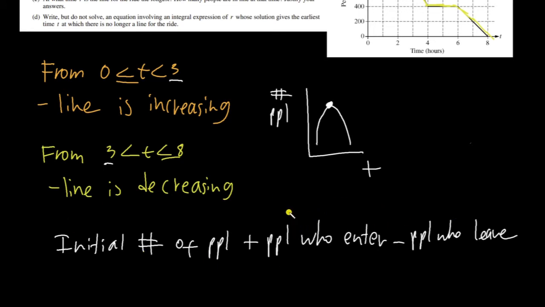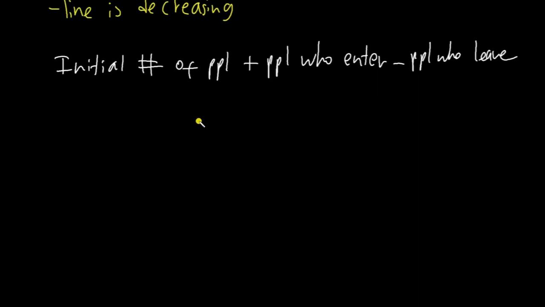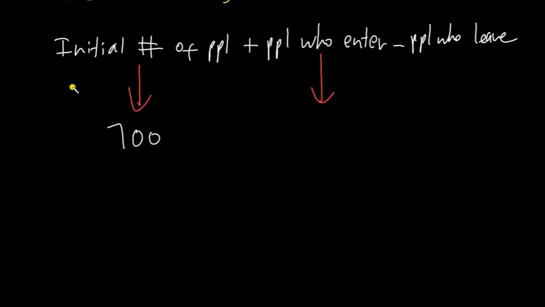Okay, and well, what's the initial number of people? There are 700 people when the ride begins operation. So the initial number of people is going to be 700. Okay, and then next, what are the people who enter? Well, if we go back to part A, how many people arrive at the ride between t equals 0 and t equals 3? We said the answer to that was 3,200, right? So the people who enter is going to be 3,200.